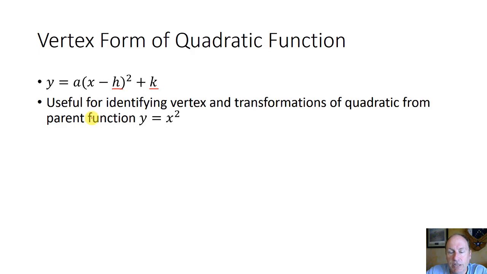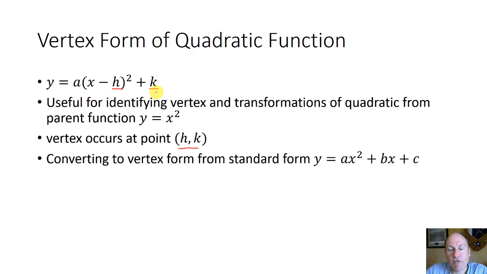This helps us to quickly determine the intercept and quickly determine how the function is transformed from the parent function of y equals x squared. So the vertex occurs at the coordinates h comma k. We can look at the number inside the parentheses and the number outside the parentheses and determine the x and y coordinates of the vertex, which is often the most important point of a quadratic because it represents either the minimum for an upward-facing parabola or the maximum for a downward-facing parabola.